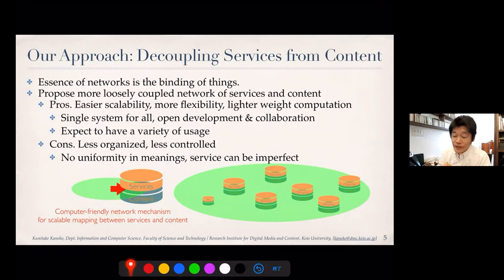The cons, of course: inserting a networking function in between the service and content might be imperfect. Just imagine the internet 20 years ago. It was very hard to do IP telephony. Now we have Zoom with video, it's wonderful. Now we can say this system is far beyond the telephone network. However, 20 years ago, it was not. And also, in the meaning, it's a little bit different from what you want. But I believe it will work.